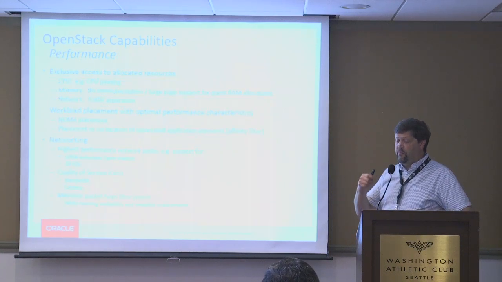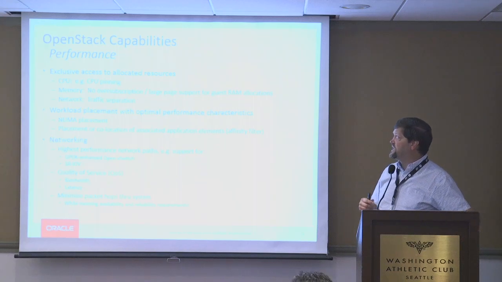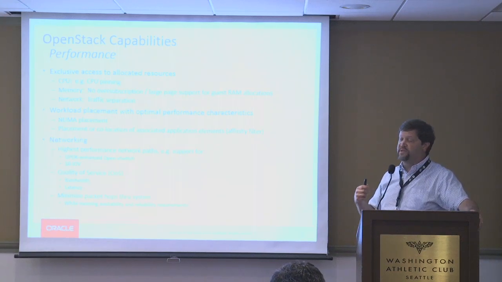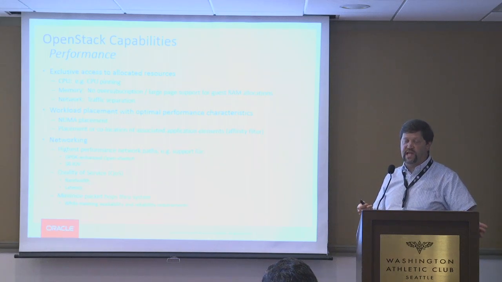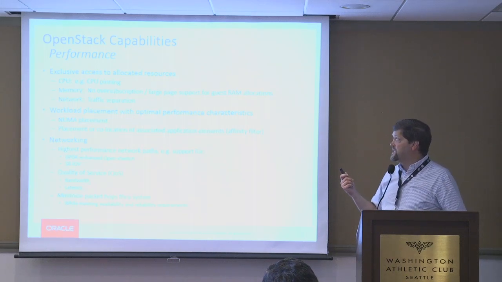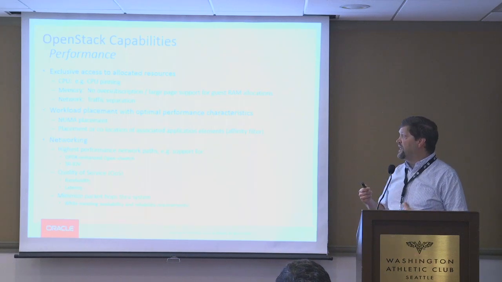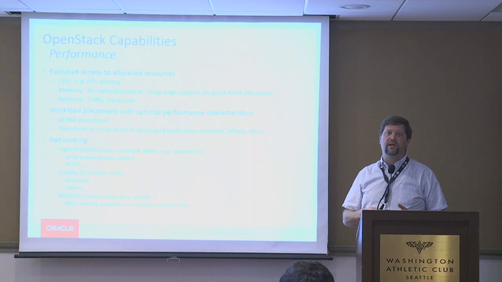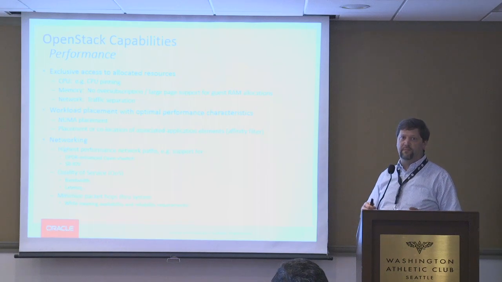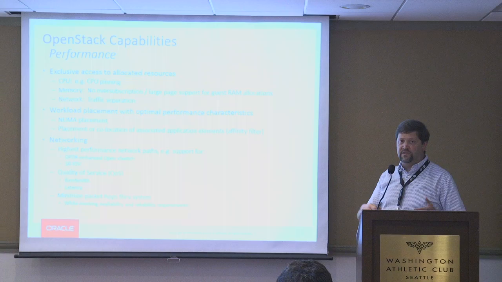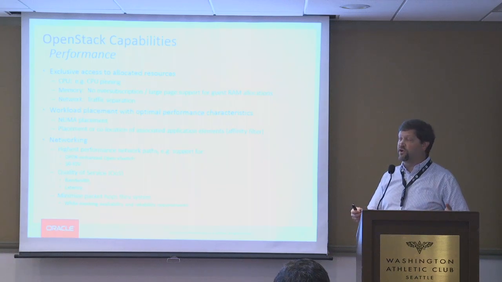Now, a big thing, and Beth was touching on this as well, is the performance aspect. So there needs to be ways within OpenStack to ensure that a given workload has exclusive access to its allocated resources, whether that's at the CPU level, CPU pinning, or at the memory level, no oversubscription of that memory, large page sizes to support RAM for guest allocation. Certainly at the network level, separation, as well as quality of service. We'll get to that in a second.